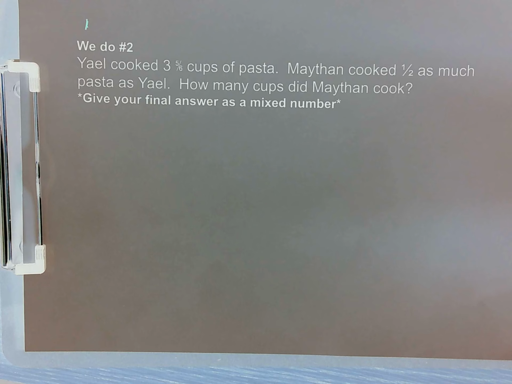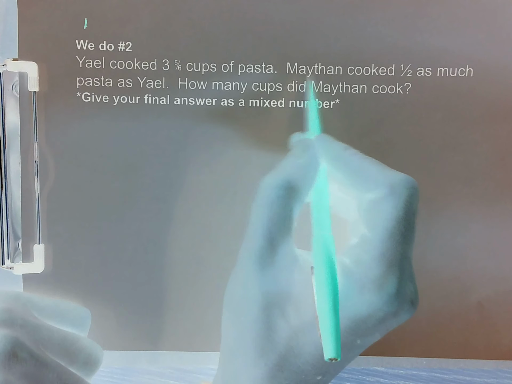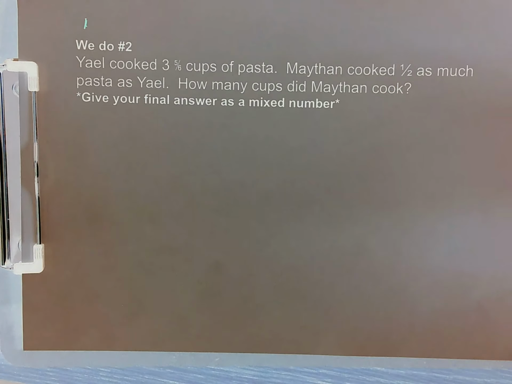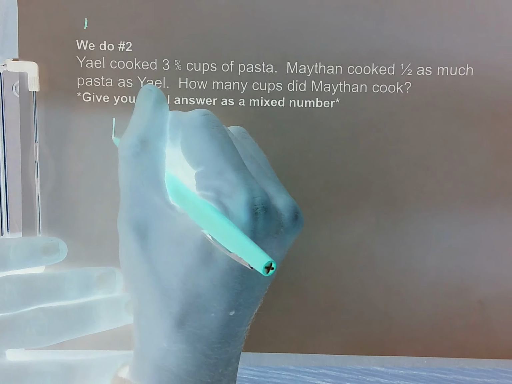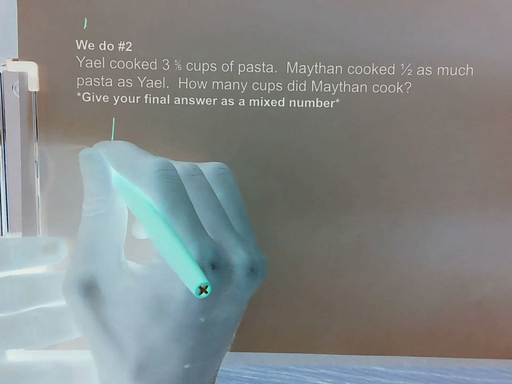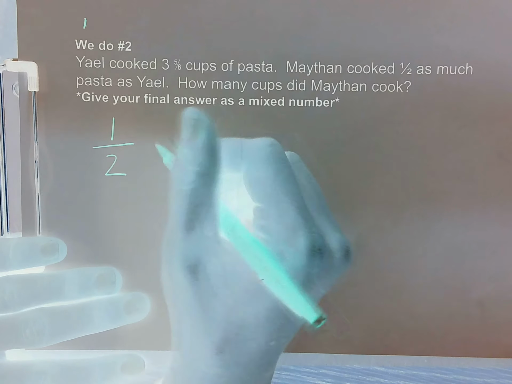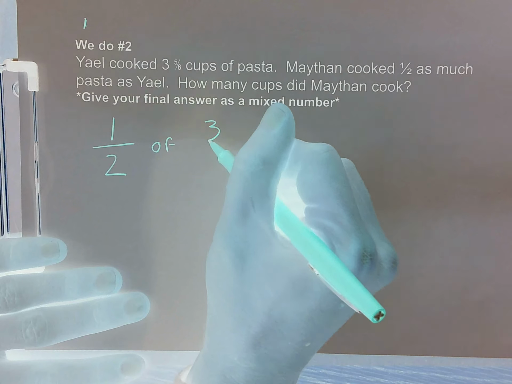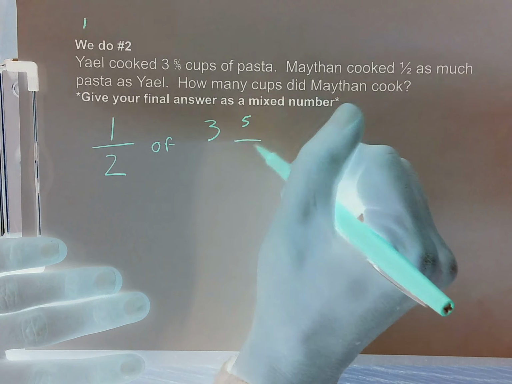We do number 2 says that Yael cooked 3 5/6 cups of pasta. Meitan cooked half as much pasta as Yael. How many cups did Meitan cook? Give your final answer as a mixed number. We can write this as we want to find out what is 1/2 of 3 and 5/6.